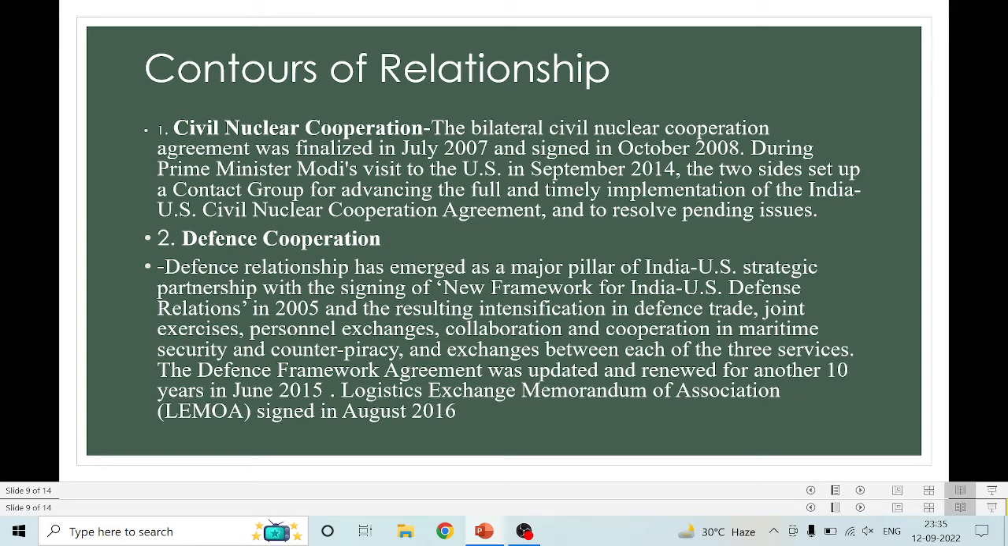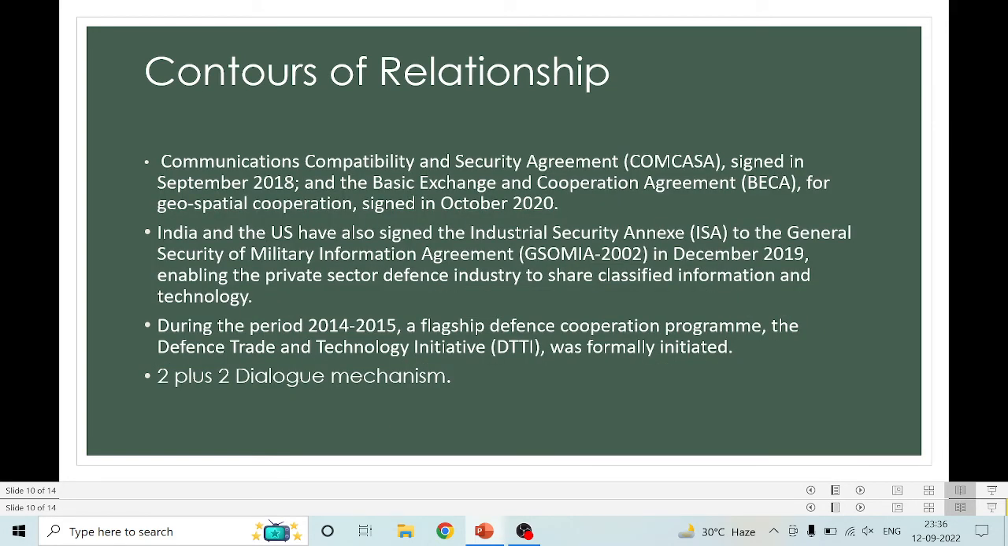Then defense cooperation, if we see. Back in 2005, a new framework for India-US defense relations was signed. The Logistics Exchange Memorandum of Agreement (LEMOA) was also signed in 2016. The COMCASA agreement, which was related to communication and compatibility, was also signed. BECA, the Basic Exchange and Cooperation Agreement, was signed back in 2020. Also, the Industrial Security Annex to the General Security of Military Information Agreement was signed in 2019.